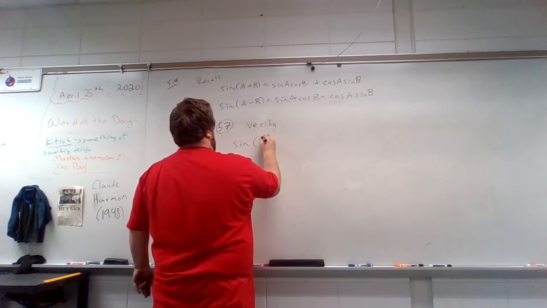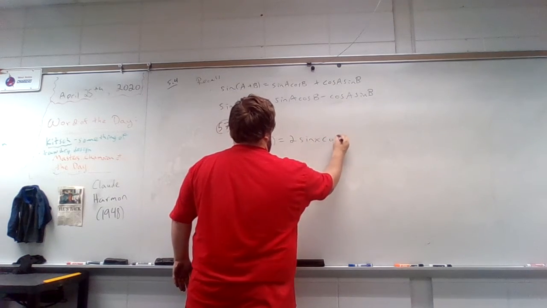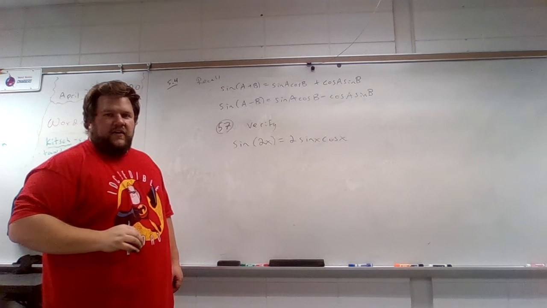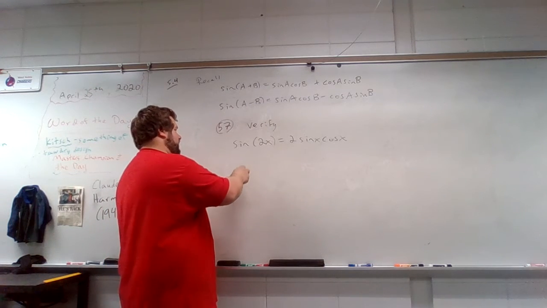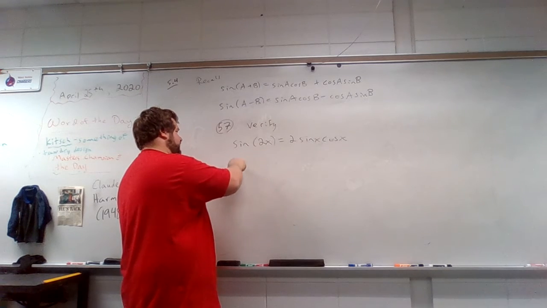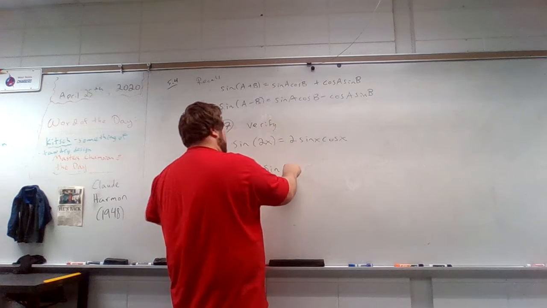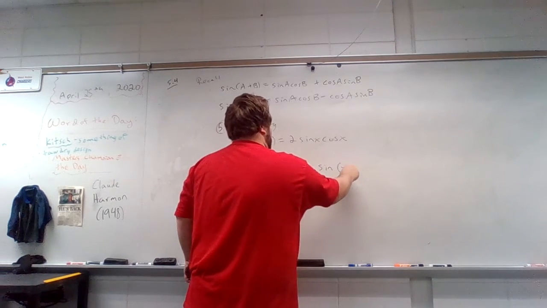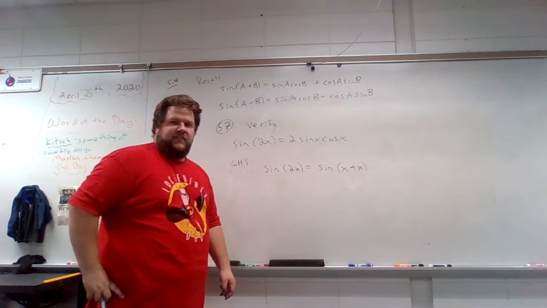So sine of 2x is 2 sine x cosine x. I want to verify this identity. Very useful identity, going to come up a lot in calculus. Okay, sine of 2x is 2 sine x cosine x. Pick the left-hand side. So the sine of 2x is the same as the sine of x plus x. So I think of 2x as x plus x.